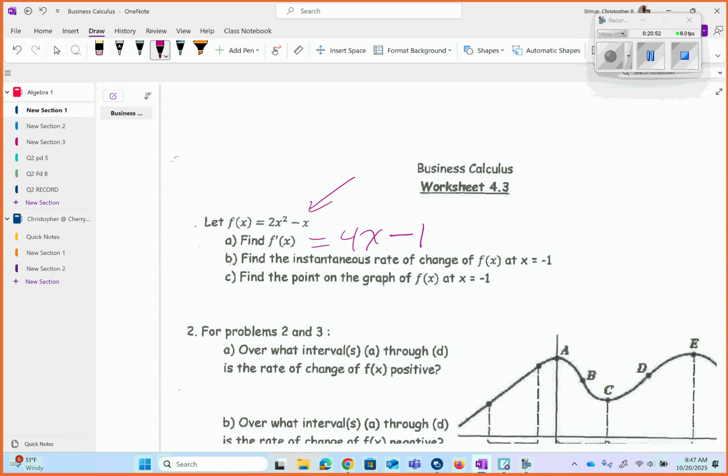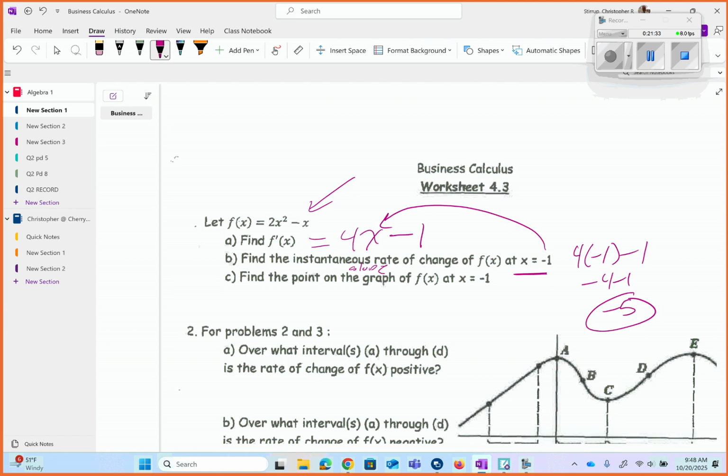Okay. All right. So instantaneous rate of change means I want to find the slope. So I'm going to say, what's the instantaneous rate of change at -1? I'm going to take -1 and plug it into my derivative. So I'm going to get 4 times -1 minus 1, which is -4 minus 1, which is -5. So at -1, I would have a slope of exactly -5, or -5 over 1 if you wanted to keep it as a fraction.